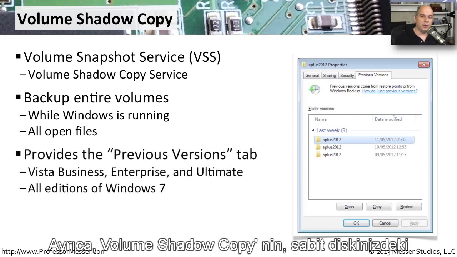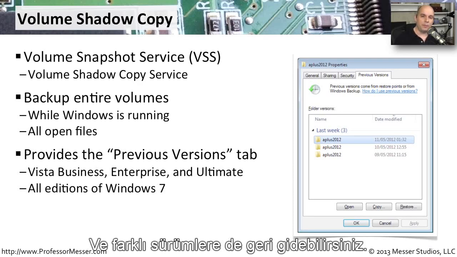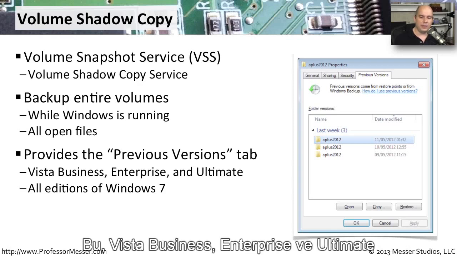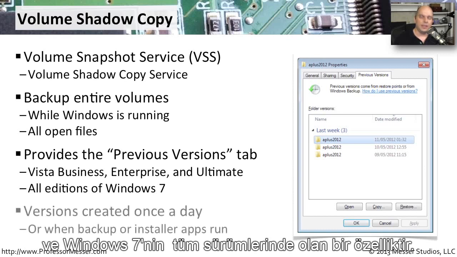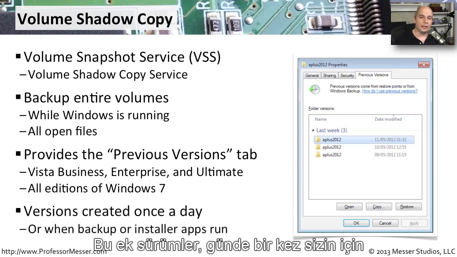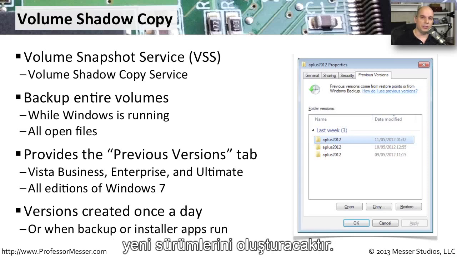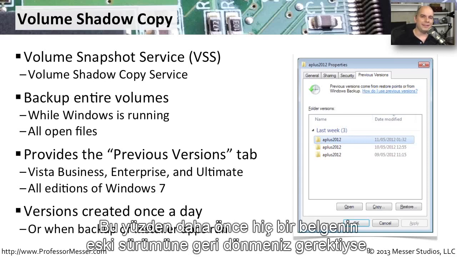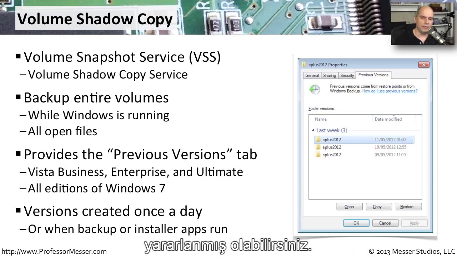There's also a nice feature of Volume Shadow Copy that allows you to keep multiple versions of folders and of files on your hard drive, and you can go back to different versions. This is a capability that's in Vista Business, Enterprise, and Ultimate, and all versions of Windows 7. These additional versions are created automatically for you once a day. If you install a new program or you start a backup process, the Volume Shadow Copy will also create new versions there as well. So if you ever needed to go back in time to a previous version of a document, you may be able to if you've taken advantage of the Volume Shadow Copy functionality.